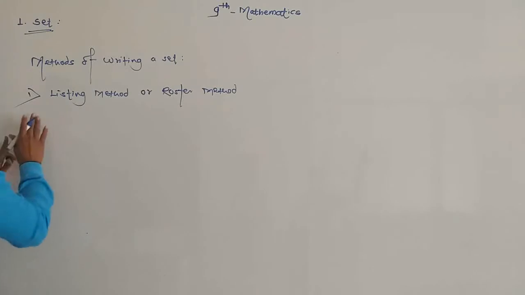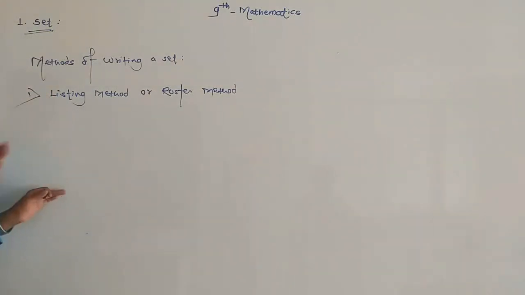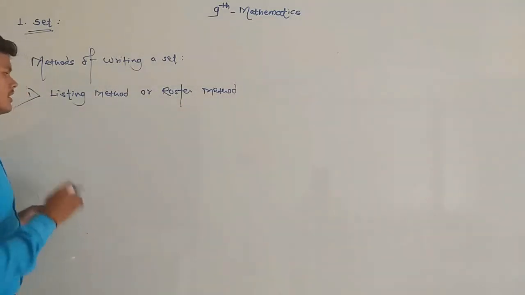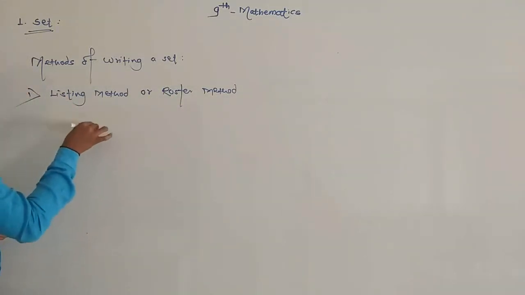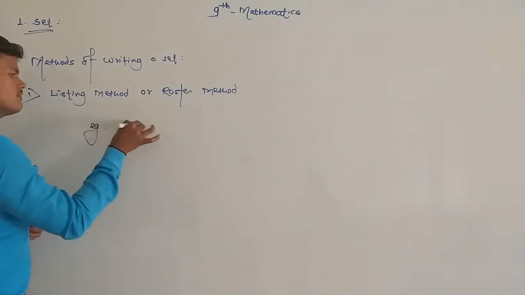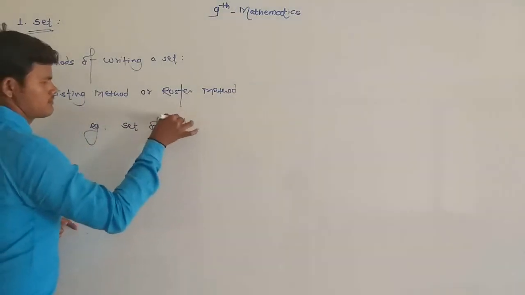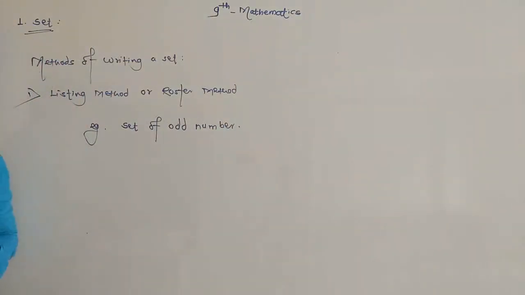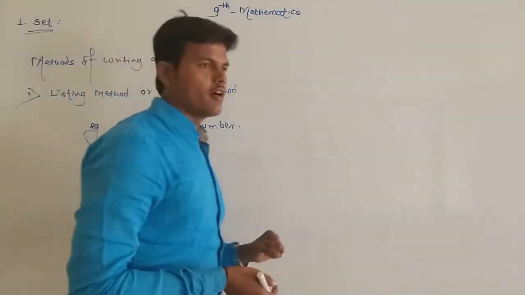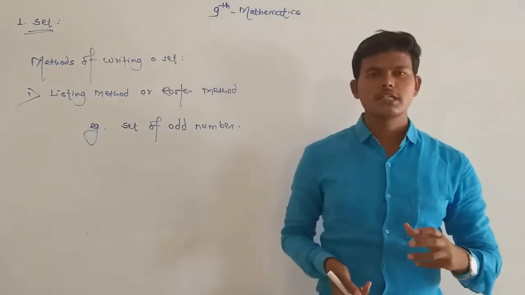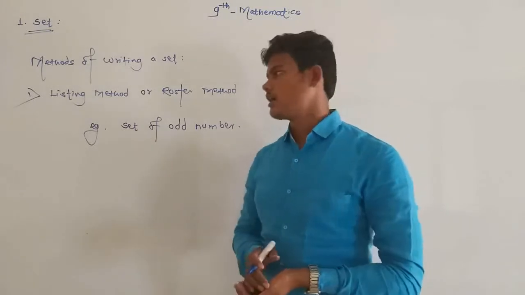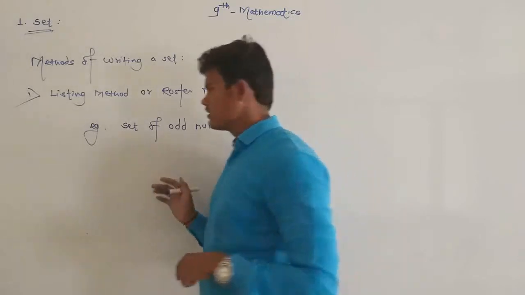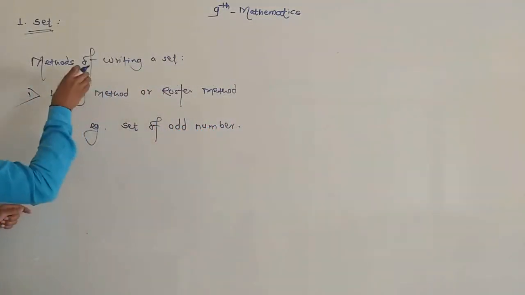So let's see what is the listing method, or how to write a set by using the listing method or roster method. Let's consider one example. Set of odd numbers. This is an example of a perfect set because they are already defined. Odd numbers means the numbers which are not divisible by 2. So the set of odd numbers starts from 1. So how to write this example by using the listing method?